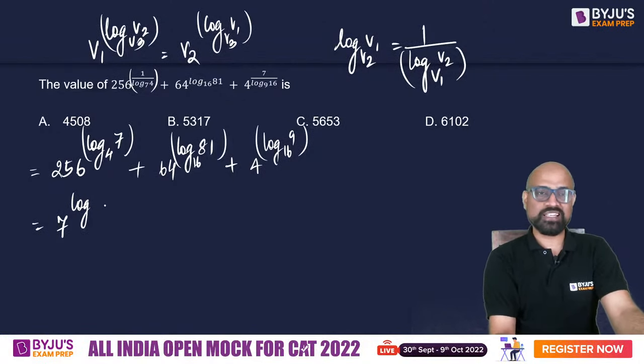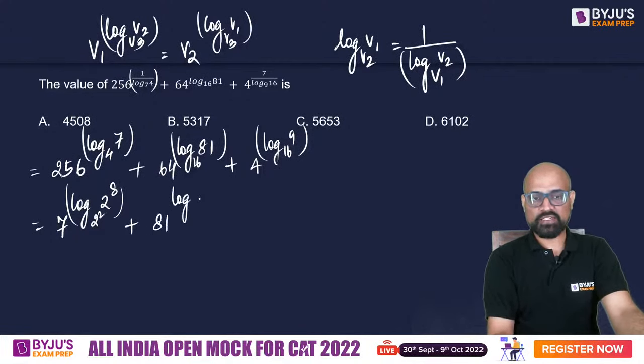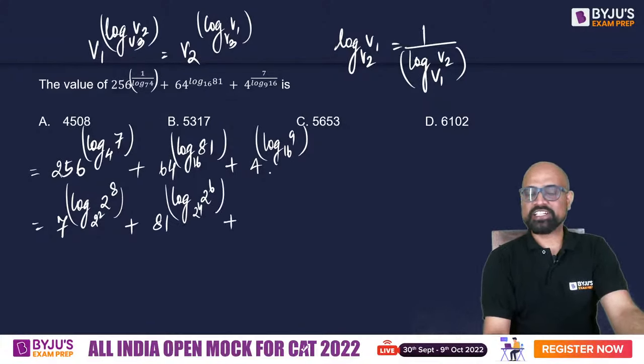Now 256 is 2 to the power 8, or we can write it in terms of 4 also. And 4 is 2 square. So this is what we will have in the power. Here we can interchange 81 and 64. Let's bring 81 over here, and 64 I'm going to write as 2 to the power 6 and 16 as 2 to the power 4. Similarly, we can interchange 4 and 9. 9 comes in the base, and that 4 becomes the base of the log in the power. So this becomes 2 square and 16 becomes 2 to the power 4.